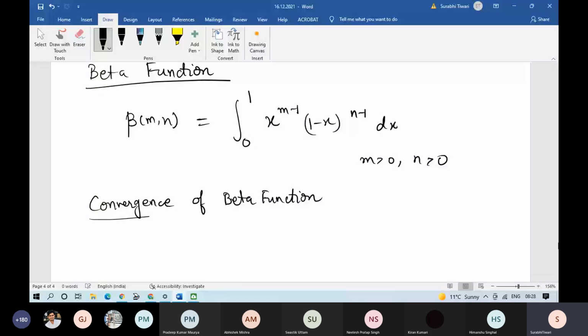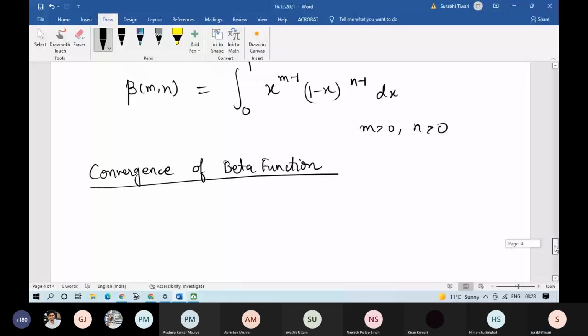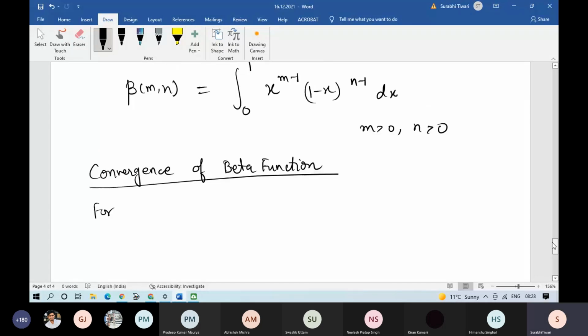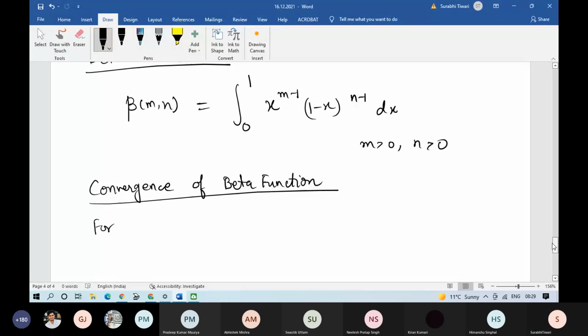Convergence of beta function. Now let us see for m greater than equal to 1 and n greater than equal to 1. This beta m,n is a proper integral.